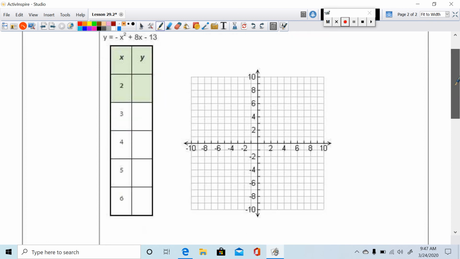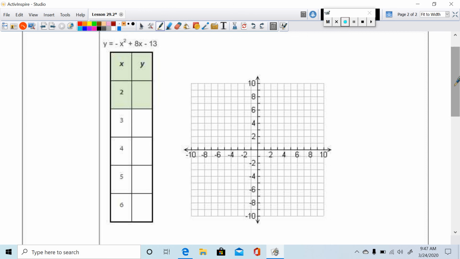Okay, the next one. Now you have to be careful when you're plugging into this equation because that negative sign is not being squared. It's only the x that's being squared. So when you plug it in, it's going to look like this. Negative 2 squared plus 8 times 2 minus 13. So 2 times 2 is 4, so this is actually going to be a negative 4 there. 8 times 2 is 16, and then minus 13. Okay, so I like to do the negatives first. Negative 13 and a negative 4 is a negative 17, plus 16, that's a negative 1.